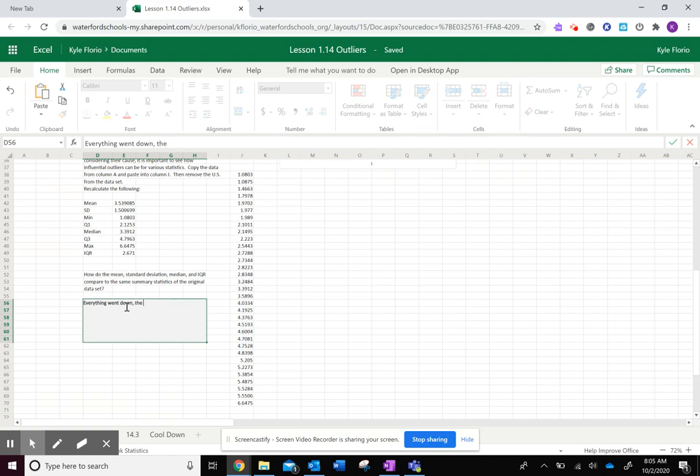I would say the mean and the standard deviation went down more than the median and IQR. Okay, moving on to 14.3.